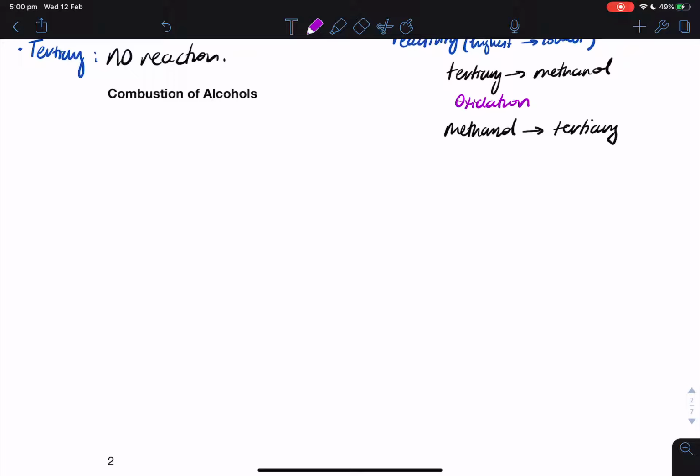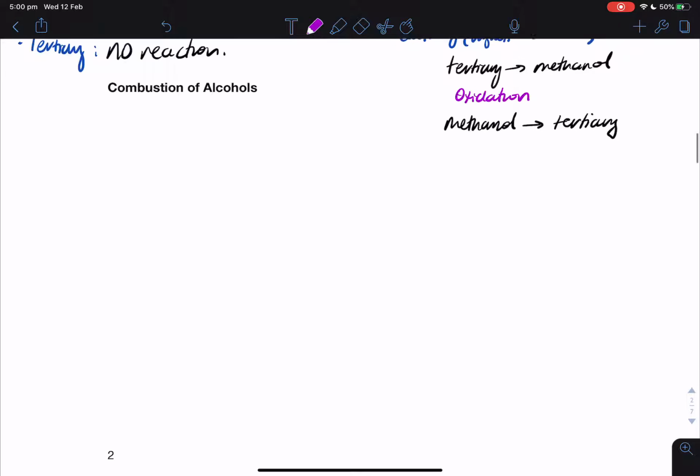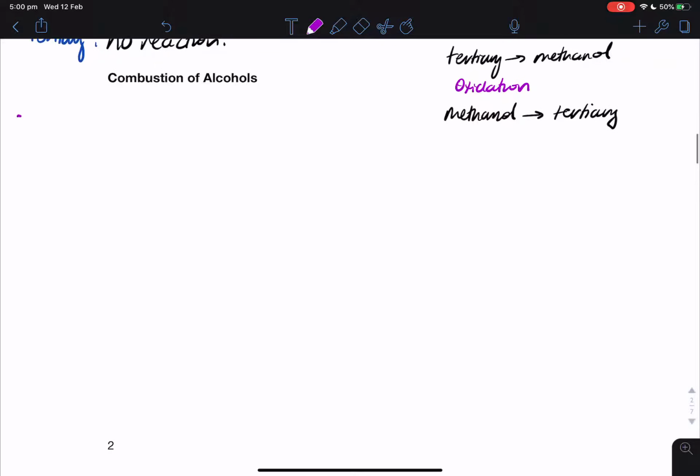If you've ever seen action movies or whatever, you know they can sometimes burn alcohols. Methylated spirits have a lot of alcohol. Hand sanitizer, alcohol. Those kinds of things are very, very flammable. So let's write a general statement regarding the combustibility of alcohols.